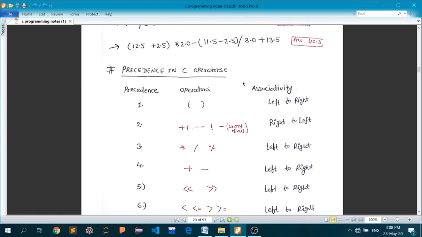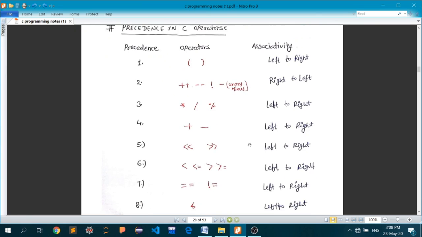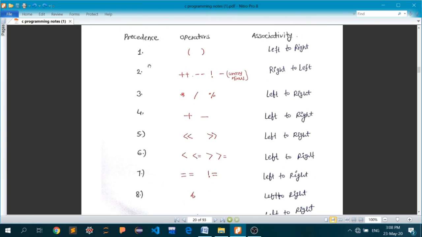Okay, you have written your mathematical equations your whole life keeping in mind the BODMAS rule, that is bracket open, division, multiplication, addition, subtraction. Now these kinds of rules are called precedence in C operators. Not actually the BODMAS rule is being followed here, but we have given the precedence. So your parentheses are given the top priority.